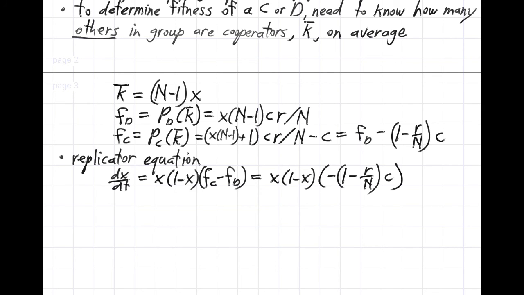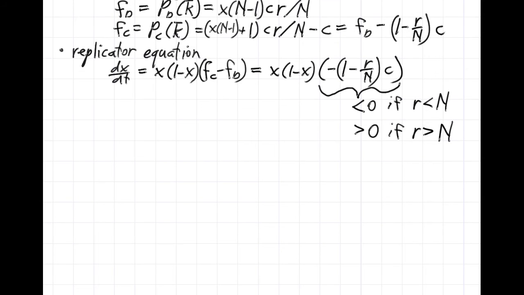So this whole thing here is less than 0 if r is less than n. On the other hand, it's bigger than 0 if r is bigger than n. So what happens in the dynamics here depends on how big r is. So let's draw this out. Let's draw the dynamics, and we'll want to do this for r less than n and for r bigger than n.